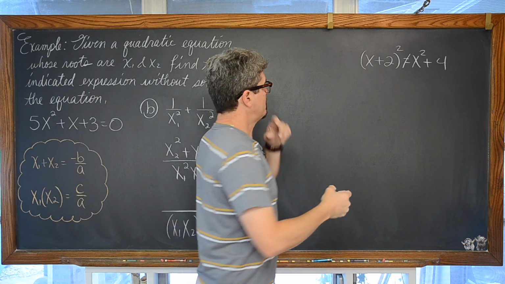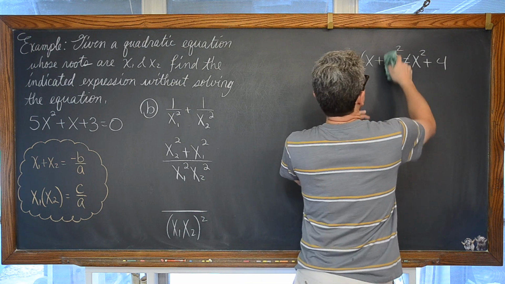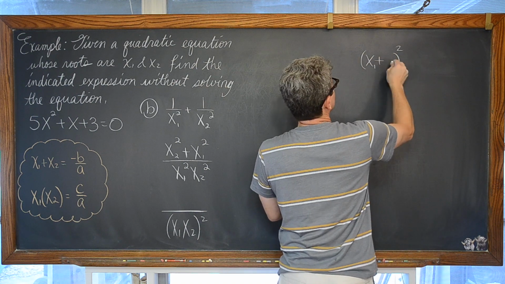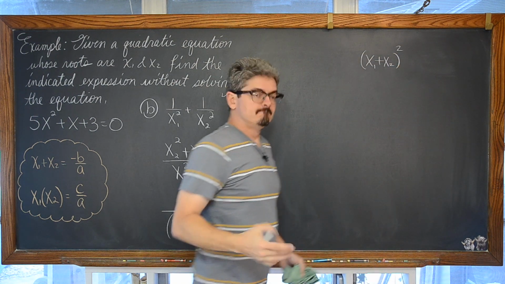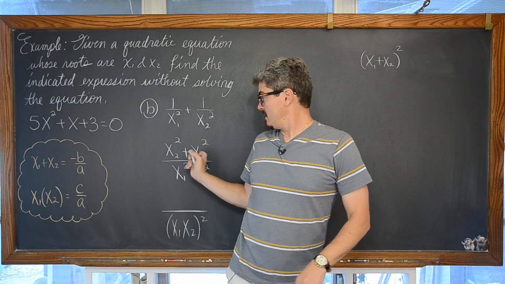Hey, so basically, let's go ahead and write this. How about we just write this as x sub 1 plus x sub 2 with a power of 2 on it. Why? Because I've got powers of 2 in my numerator.